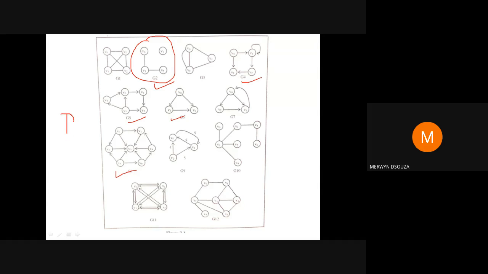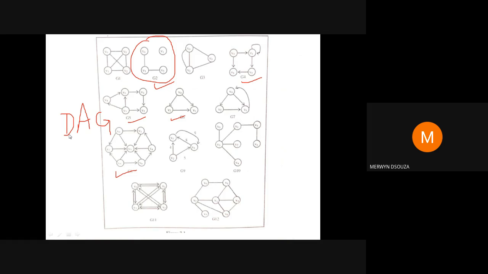Then next you must know what is this DAG. This stands for directed acyclic graph. Here we have studied what is a directed graph. So if a directed graph is acyclic, then we call it a directed acyclic graph. G5 is an example of this directed acyclic graph. It is acyclic and also directed. Similarly, you can call G6 and G7 also. They are directed and they are acyclic, so they are directed acyclic graphs.